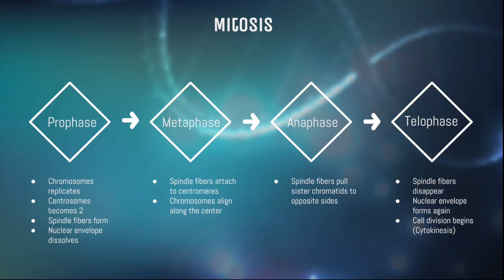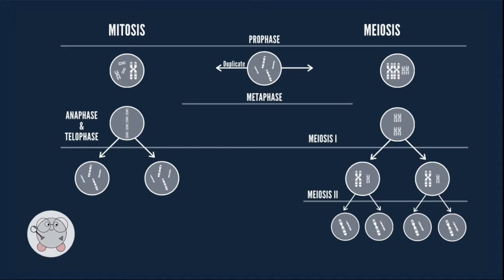In prophase, mitosis begins by replicating chromosomes, forming spindle fibers, and dissolving the nuclear envelope. During metaphase, chromosomes line up along the center of the cell, and then spindle fibers attach to the chromosomes. In anaphase, each chromatid is pulled apart to opposite sides by spindle fibers. Then during telophase, spindle fibers disappear, the nuclear envelope forms, and cells finally break apart. Here is a diagram that shows the overall process of both meiosis and mitosis.